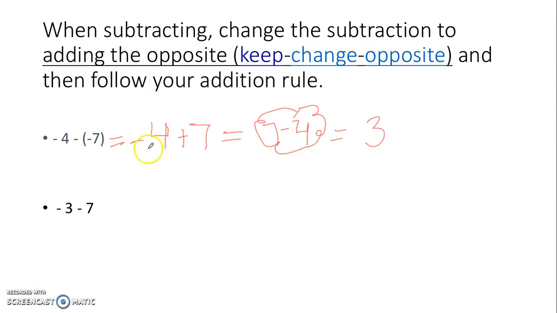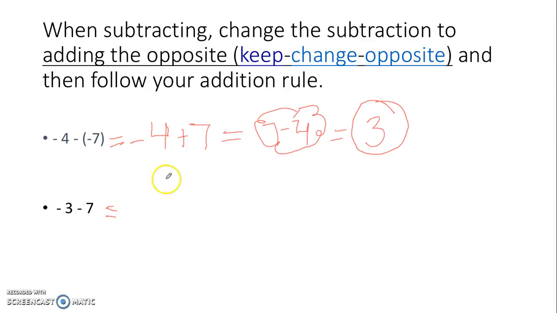Now, what is bigger, the negative 4 or 7? 7's bigger, so that means it's a positive 3. 3 is our answer. Okay? Let's do this one down here. We have negative 3 minus 7.